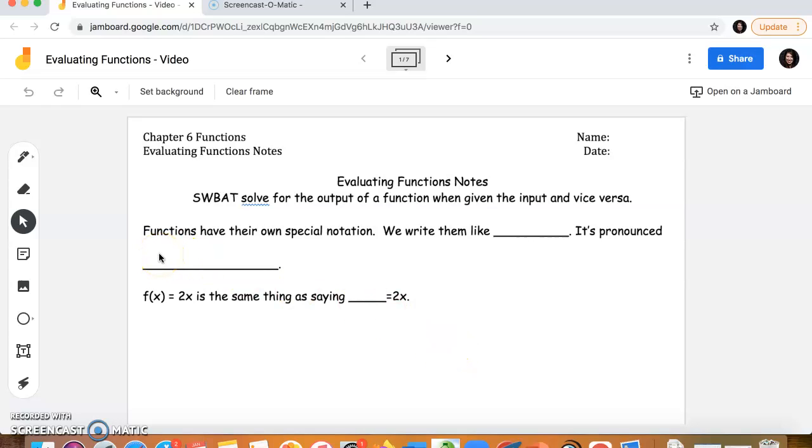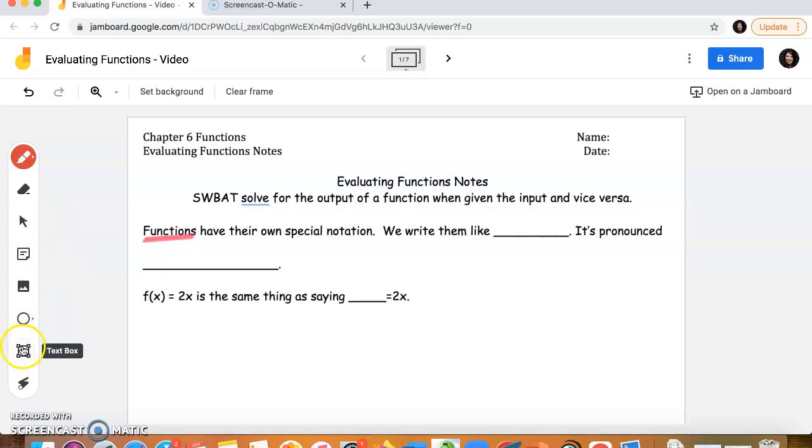This is notes on how to evaluate functions. So I'm just going to go through the Jamboard and take you through it. As you should remember from our last set of notes, we learned that functions are math relationships, maybe a table or a graph or a set of points where every input has exactly one output.